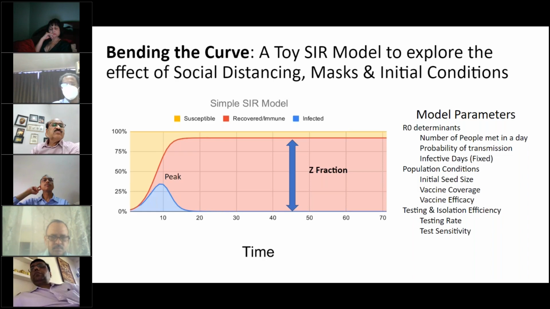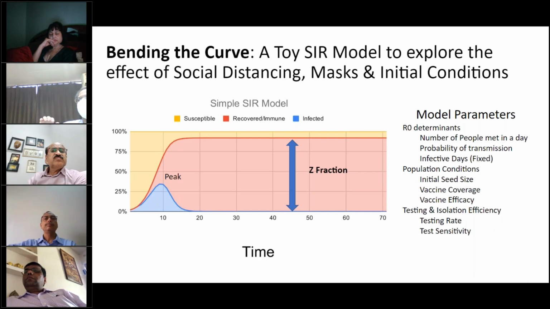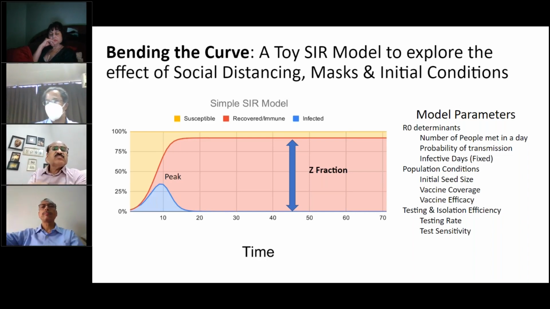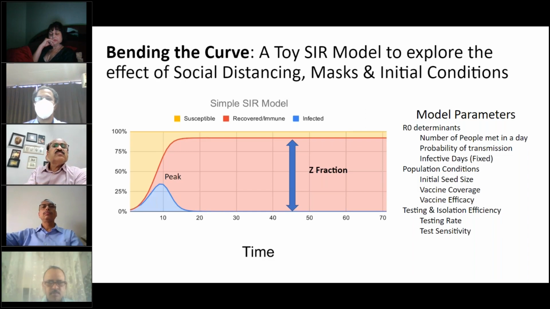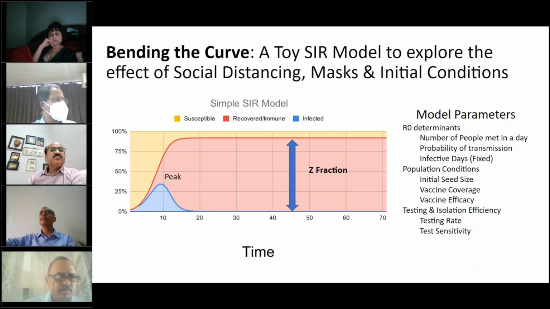So you see that in an SIR model, where everybody is susceptible, you have a peak. That is, the number of infections goes up, and then when it runs out of susceptibles, it peaks, goes down, and the fraction of people that get infected in a natural epidemic is called the Z fraction. So it will never reach 100%, but if your R0 is high, it will reach nearly 100%.